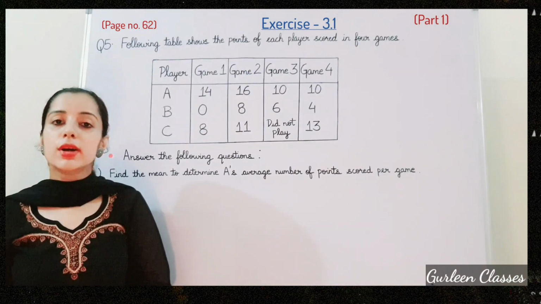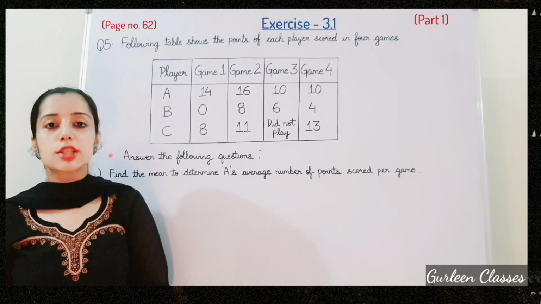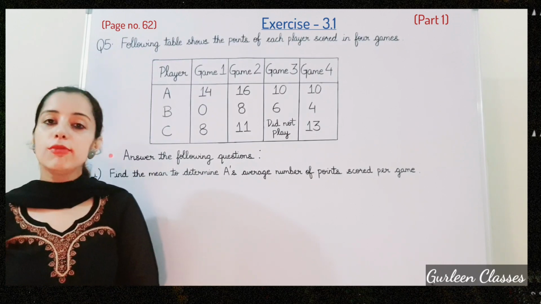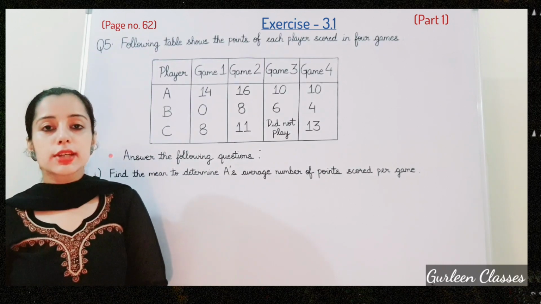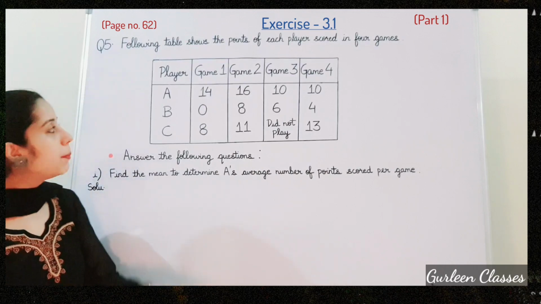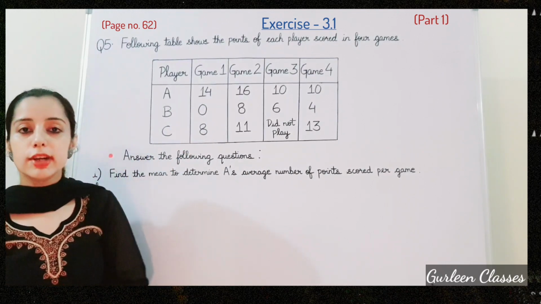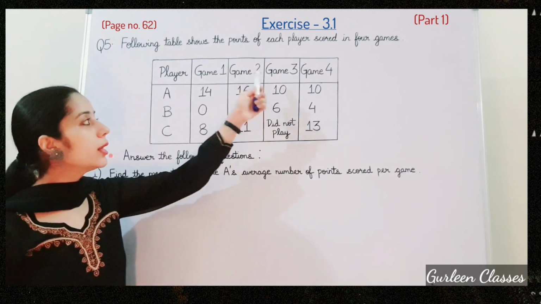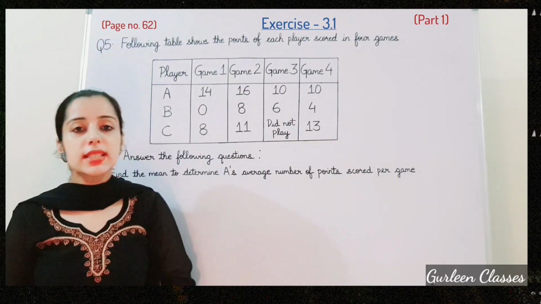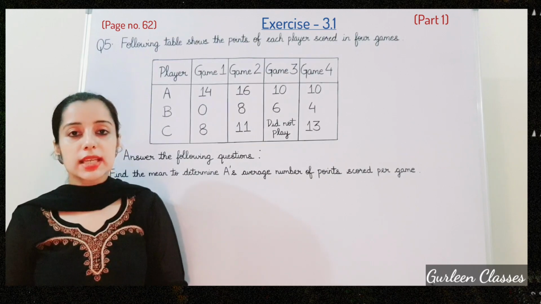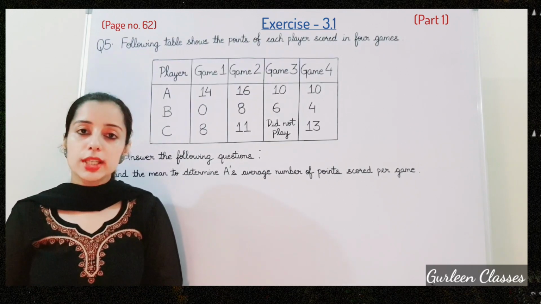Question number 5. The following table shows the points each player scored in 4 games. So in your books you can see this table drawn. Here players A, B and C are written. They played in 4 different games: Game 1, Game 2, Game 3, Game 4. And points are written. On the basis of this table, let us answer the following questions.